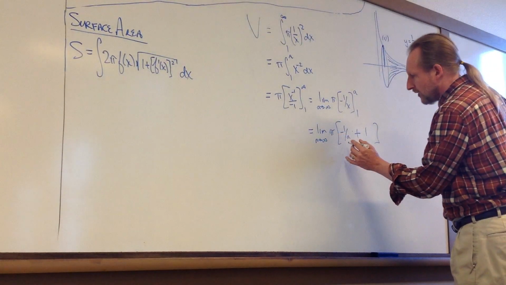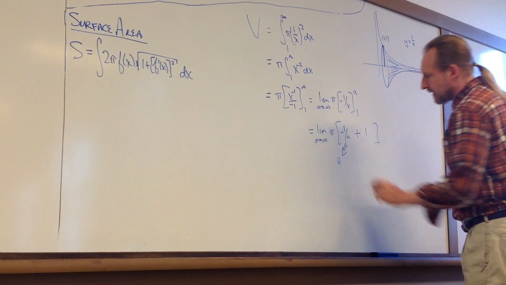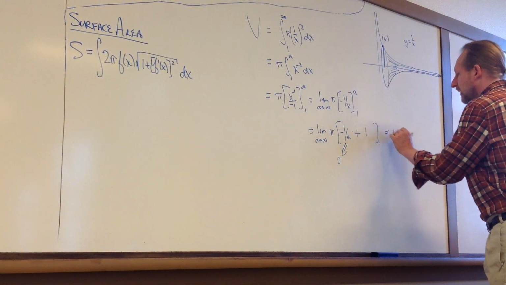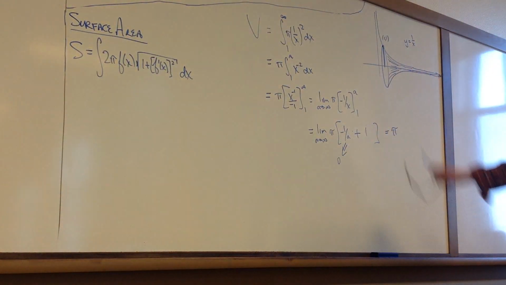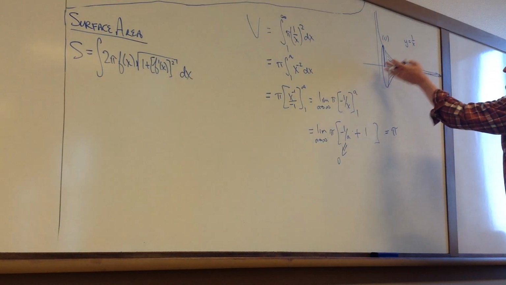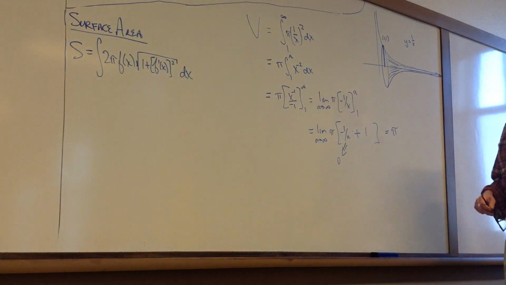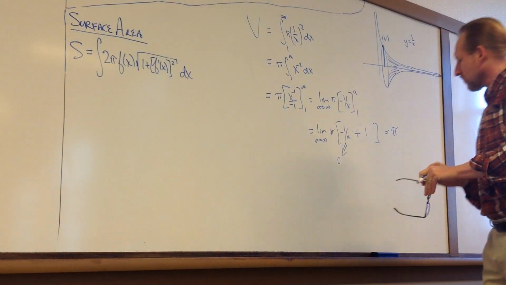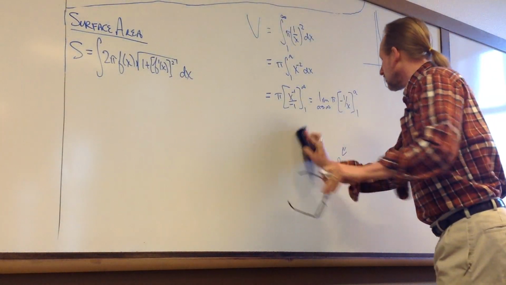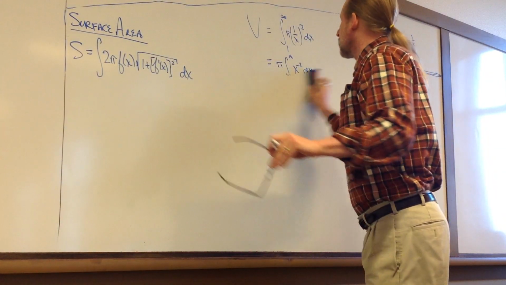And as a goes to infinity, that thing's going to go to 0. And so this thing comes out as pi. Our volume is finite. It has a volume equivalent to pi. Okay, well that's kind of interesting. Now, let's look at the surface area.